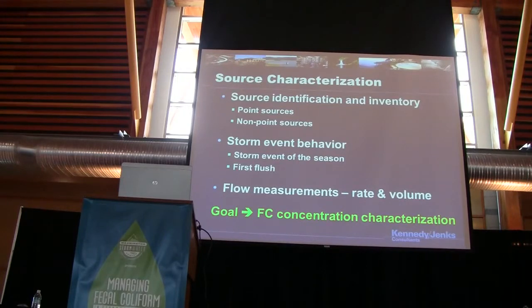Those behave quite differently. And I think one of the most important aspects in terms of looking at active control approaches is measuring flow, making sure you figure out rate and volume, because these are important features that you need to have when you're trying to correct a problem. So the goal for this source characterization is to figure out your fecal coliform concentration characterization, the profile with respect to both seasonality in terms of wet weather flow as well as any dry weather flow that you're dealing with.